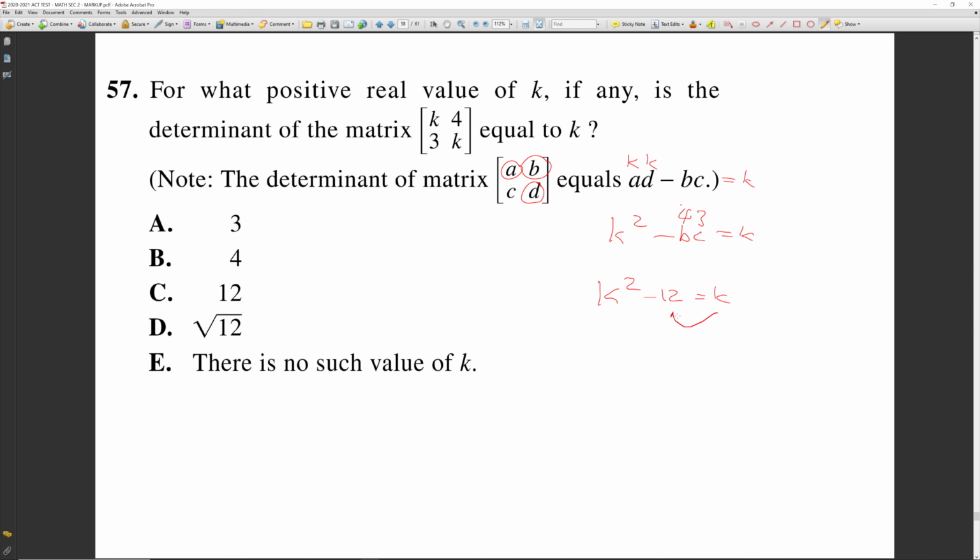Move k from this side to that side, so I have k squared minus k minus 12 is equal to 0. So I need to factor: what adds up to minus 1 and multiplies to give minus 12? The only numbers I know are minus 4 and 3. So x minus 4, x plus 3 is equal to 0. This gives me x equals positive 4 and x equals minus 3. I need a positive value, so I stick in a 4. So my answer is B.